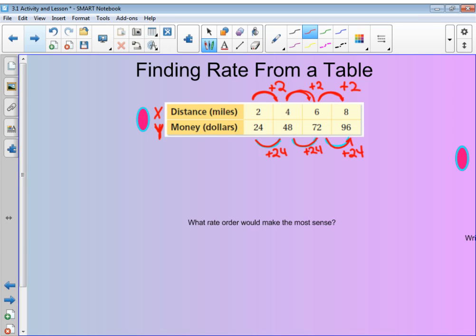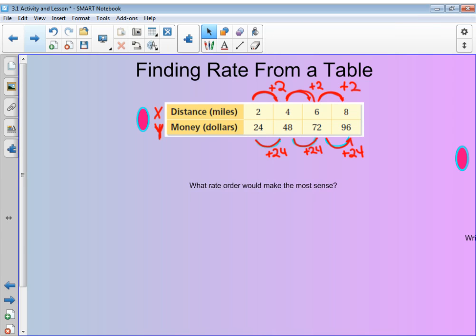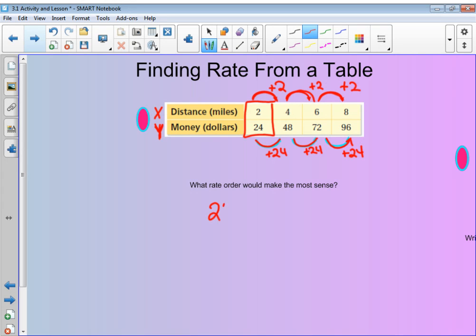So our dollars were, we can pick any scenario, and I'm going to show you on this one that it doesn't matter which one we pick. So I'm going to pick the first one, $24 per 2 miles. Okay, so now if I change that to its unit rate, I would do my 24 divided by 2, which would give me $12 per mile. Okay, or we could write it like this.